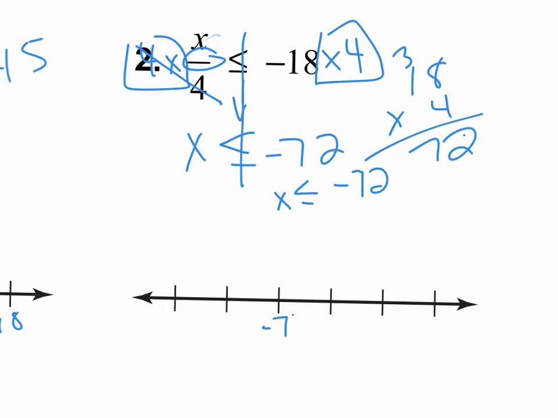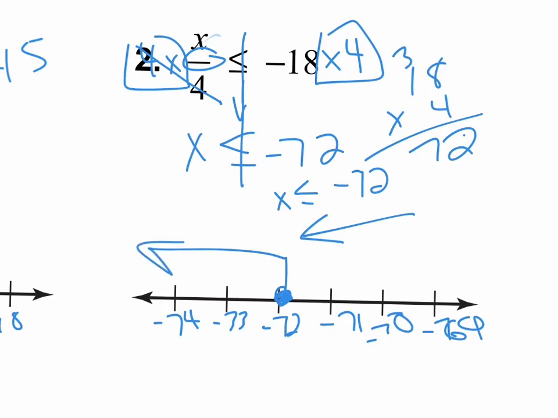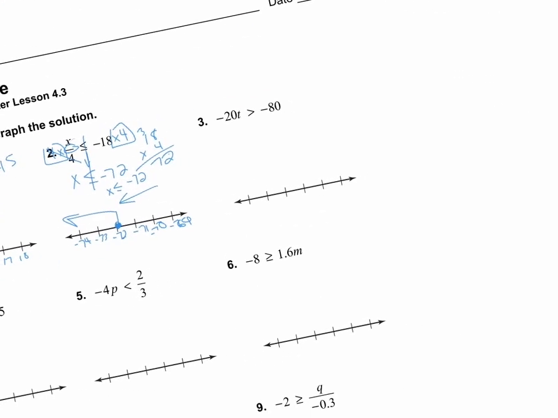Then you go negative 72, negative 73, negative 74. Okay, and then we have to decide, is it going to be open or closed circle? It's going to be a closed circle on negative 72 because of that equal sign underneath, and then x is on the left, so I can use my arrow rule. So here it is. It goes this way. So there you go. Okay, moving on, number 3.